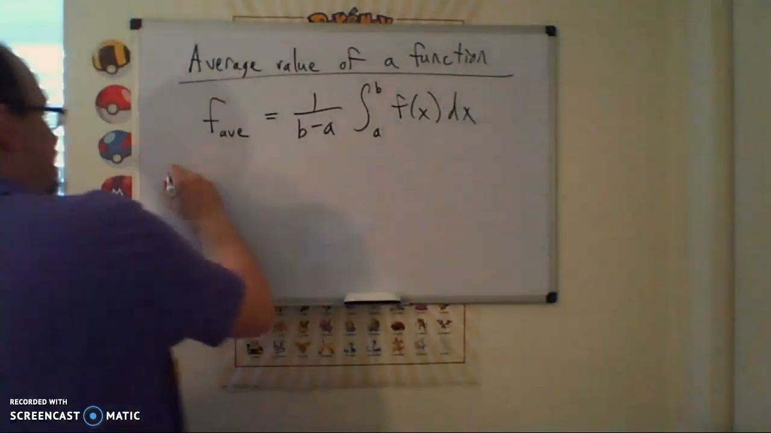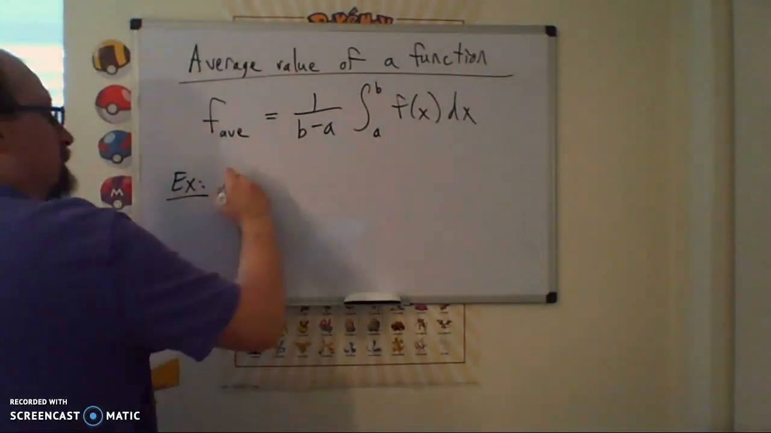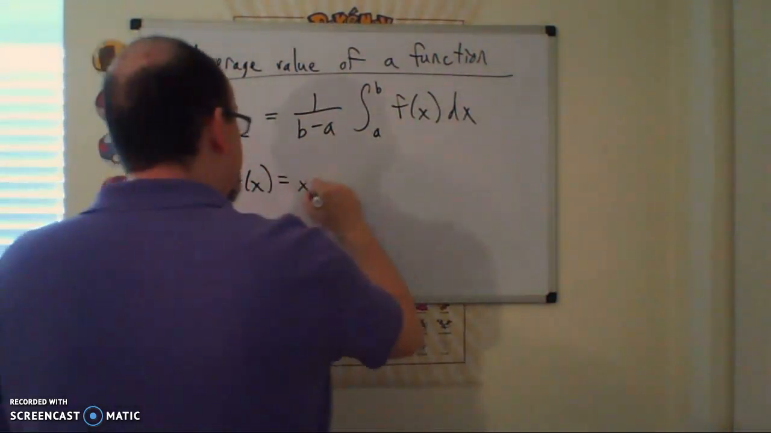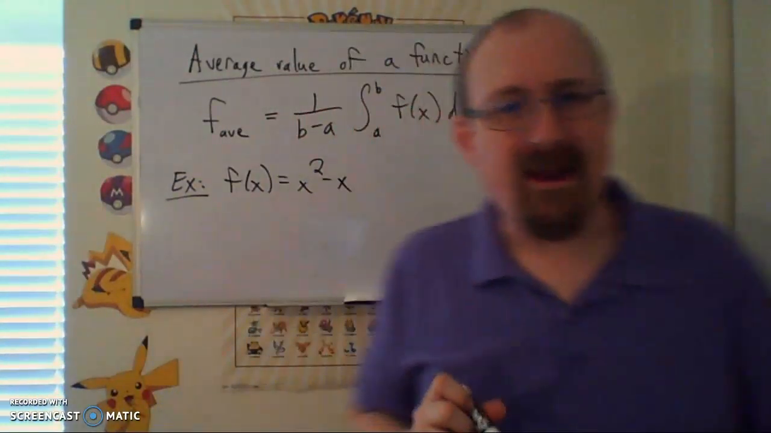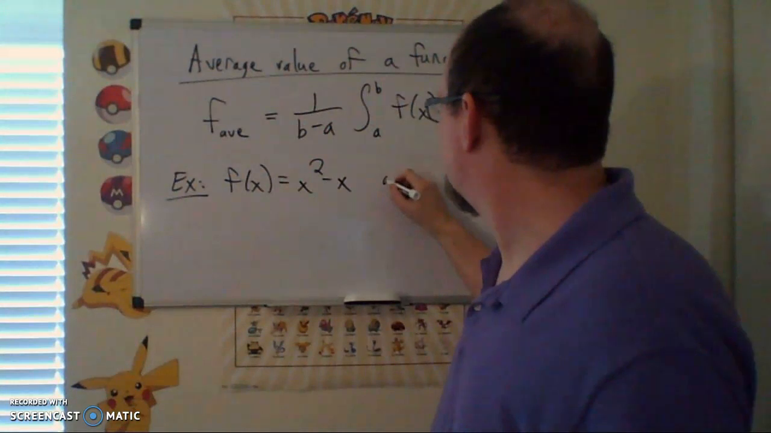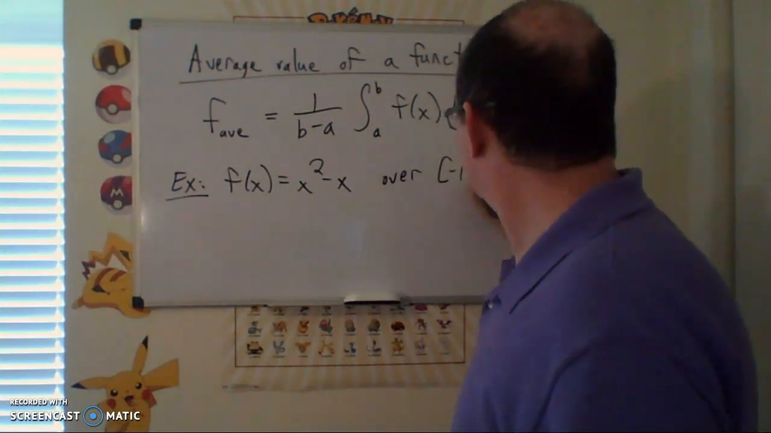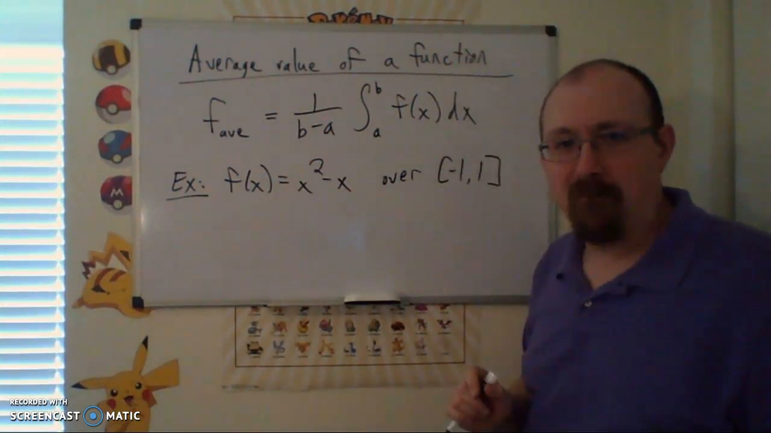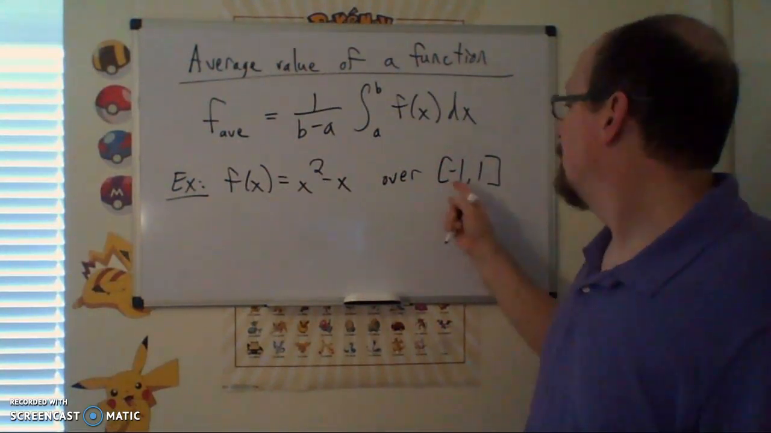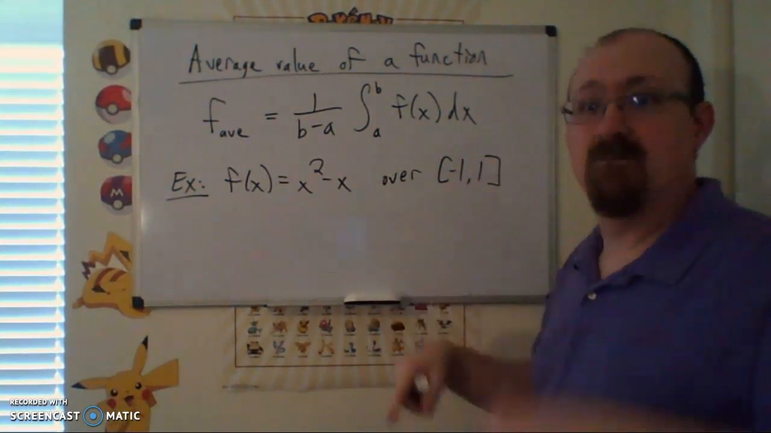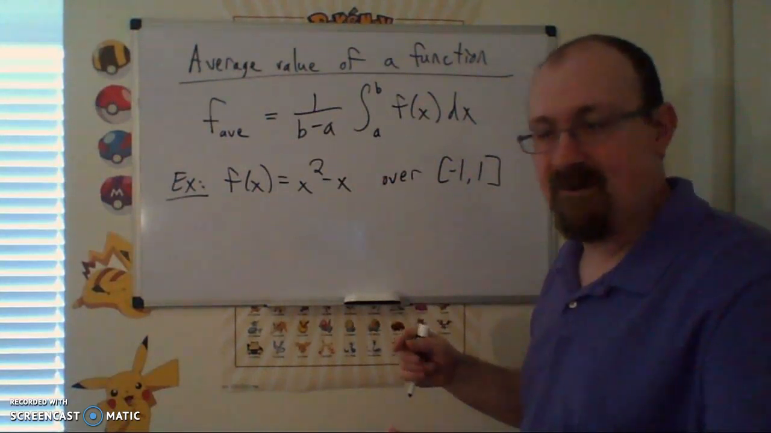So let's take a look at an example here. All right, so we've got a quadratic function here, x squared minus x, and we'll focus on the interval from -1 to 1. So a, b, f of x. We can fill in the blanks and go to town.